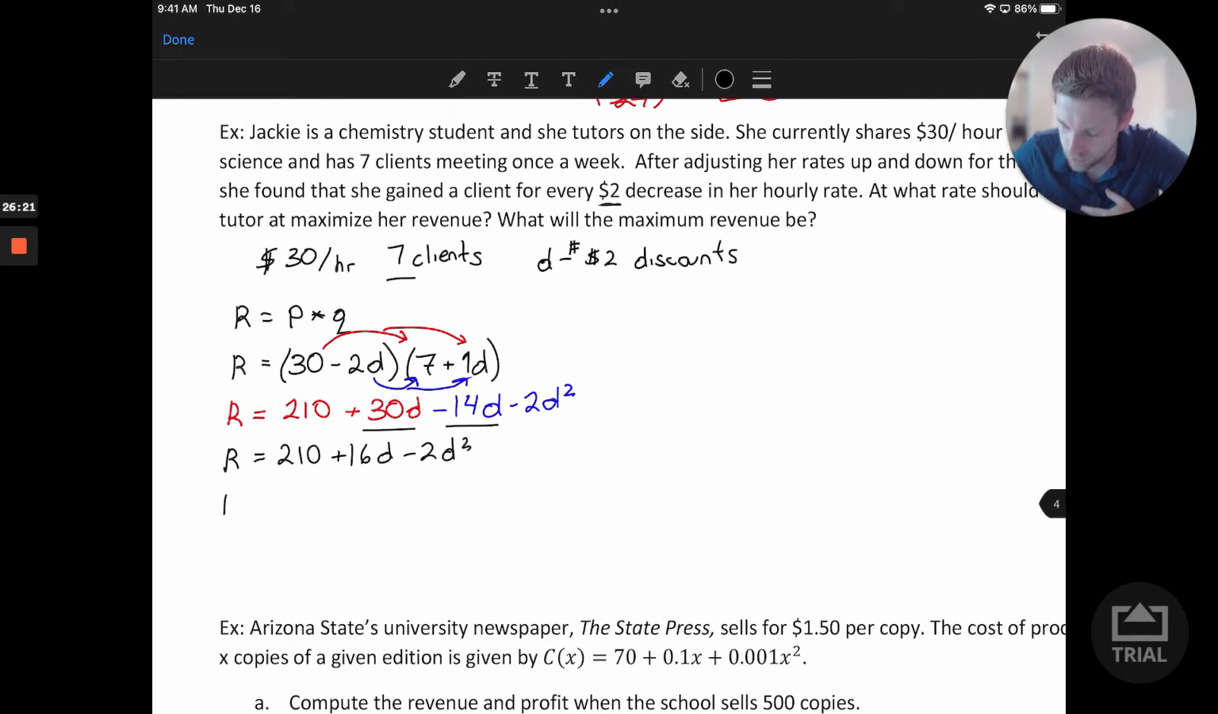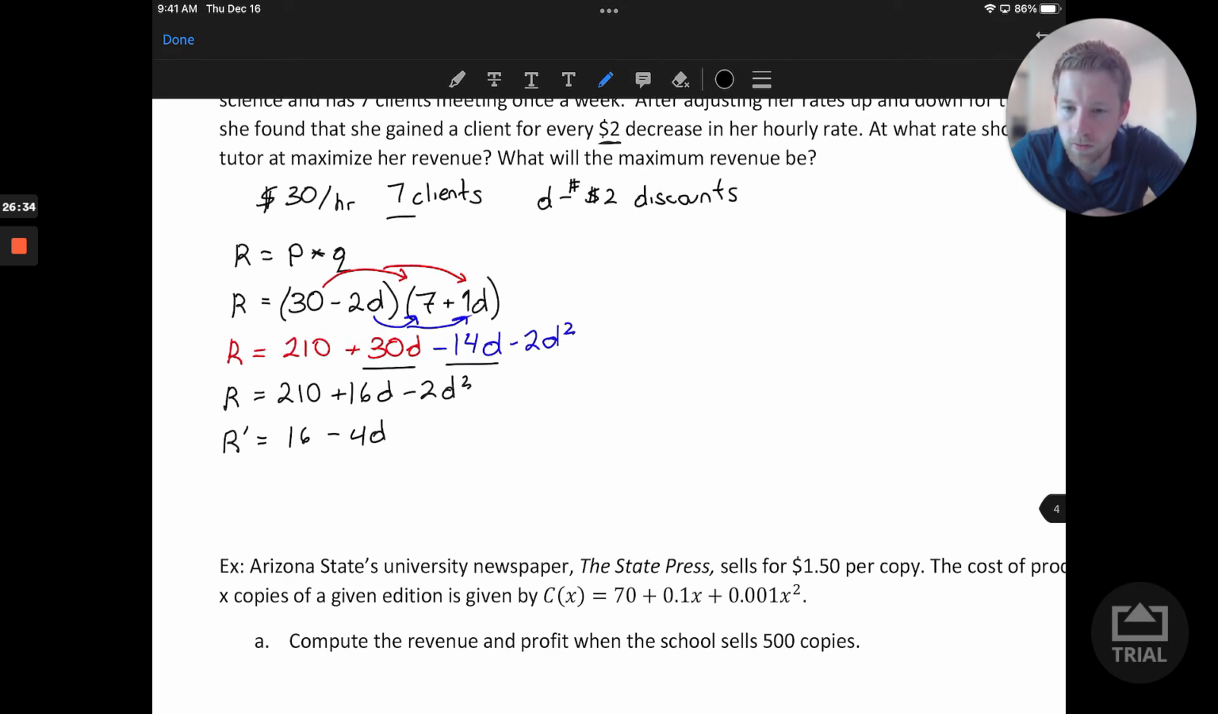So taking the derivative, r prime, we'll have 16 minus 4D. And again, we have a linear function here, so there should be one maximizing value. Set this equal to 0. And we'll have 4D is equal to 16, or the number of discounts is going to be equal to 4.